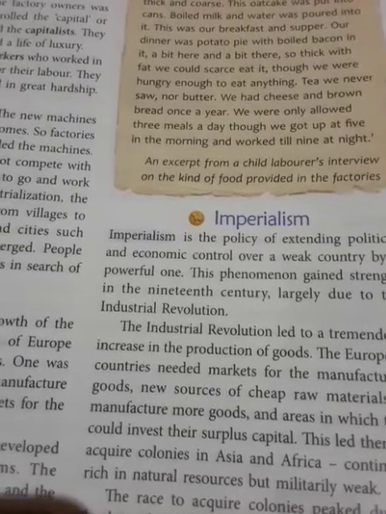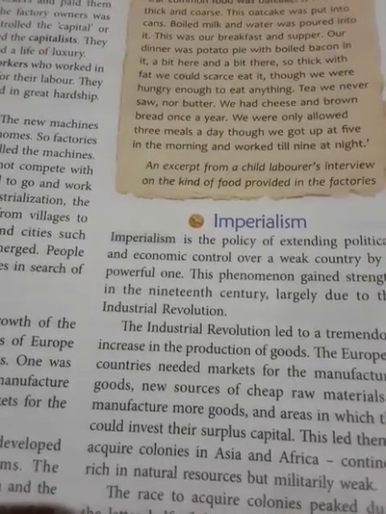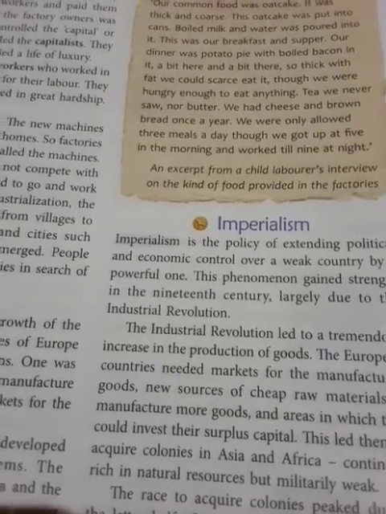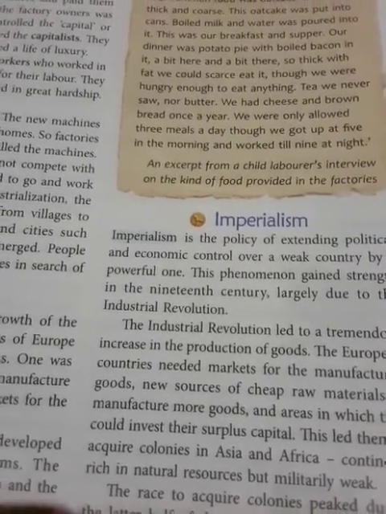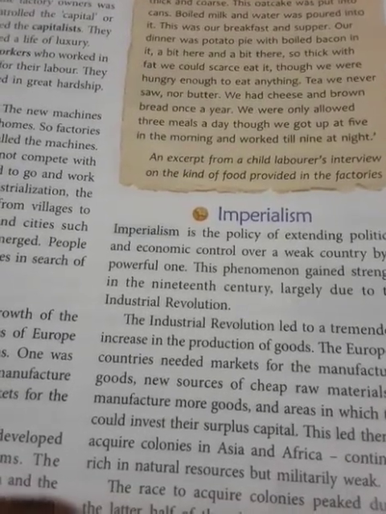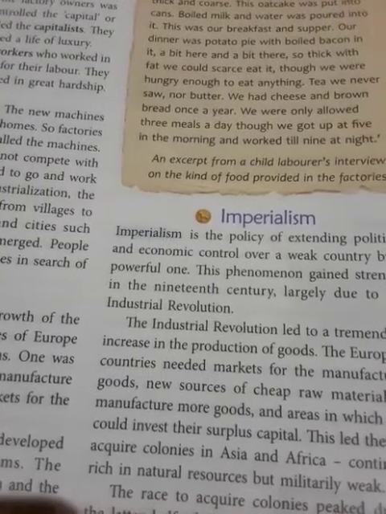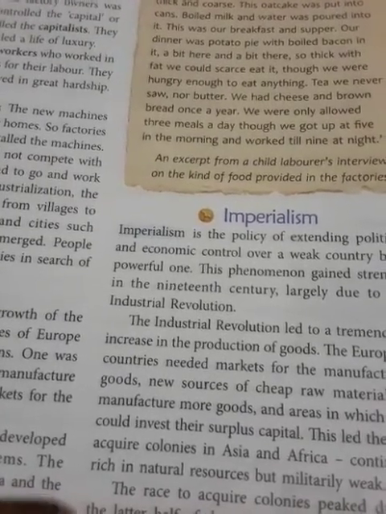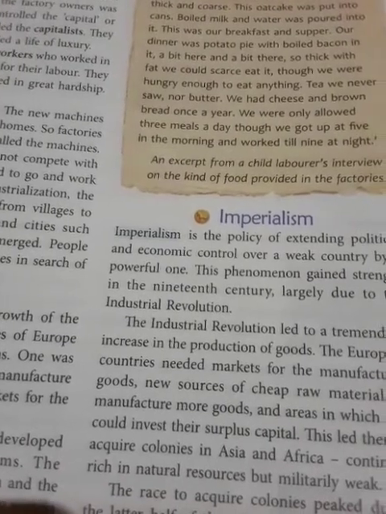The Industrial Revolution led to a tremendous increase in the production of goods. A market for these manufactured goods and sources for obtaining cheap raw materials for producing more goods were desperately needed. Areas to invest surplus capital were also required. This led the European nations to acquire colonies in the politically and militarily weak countries of Asia and Africa.